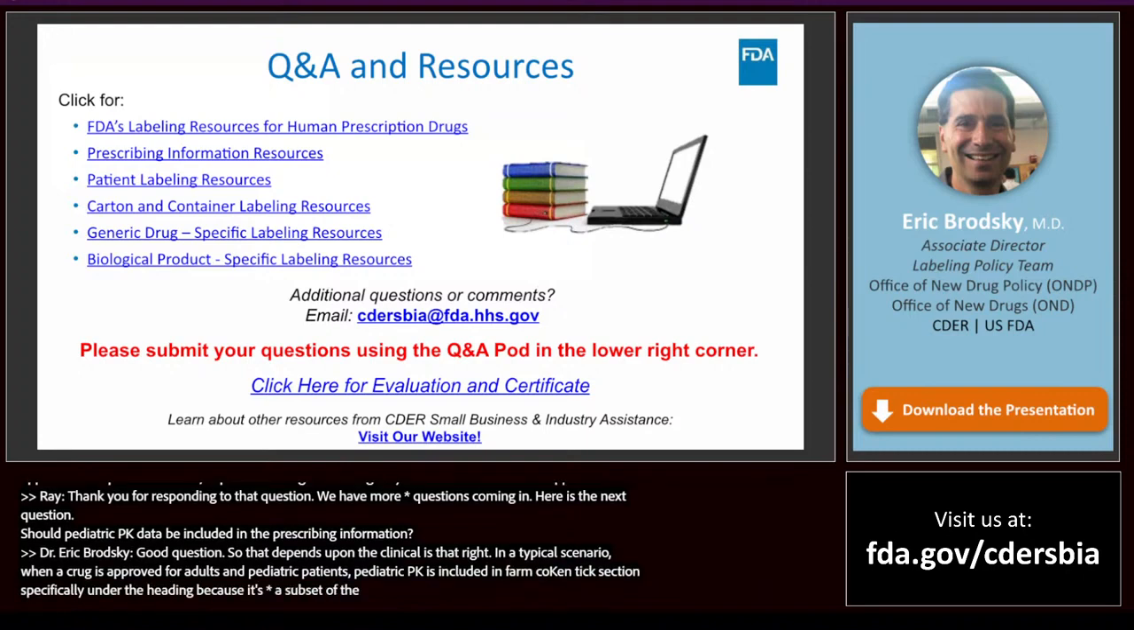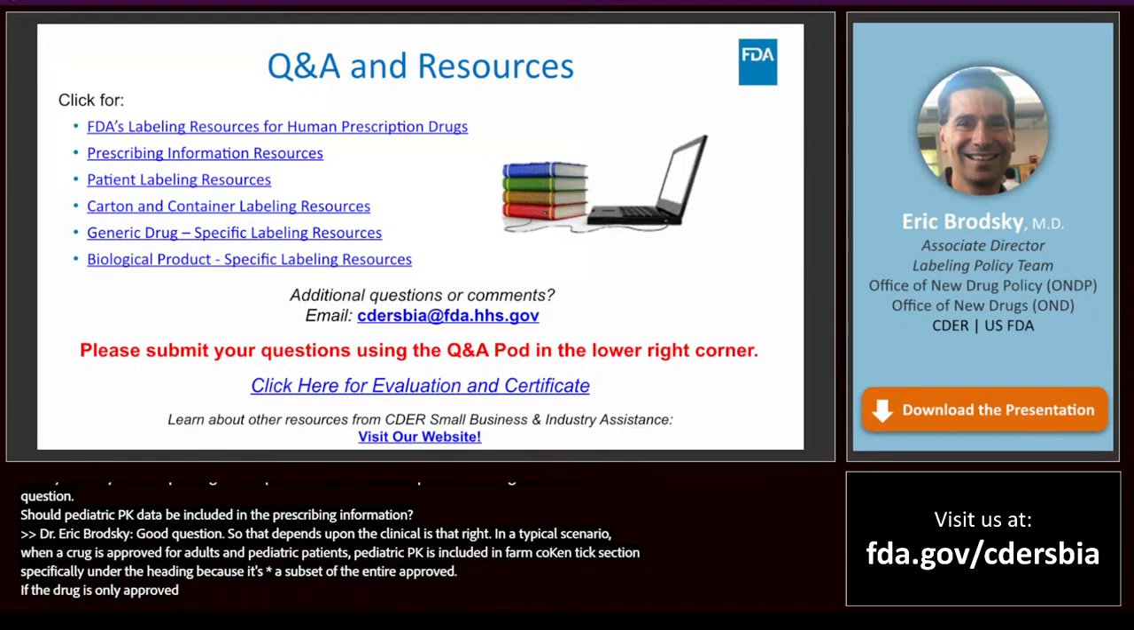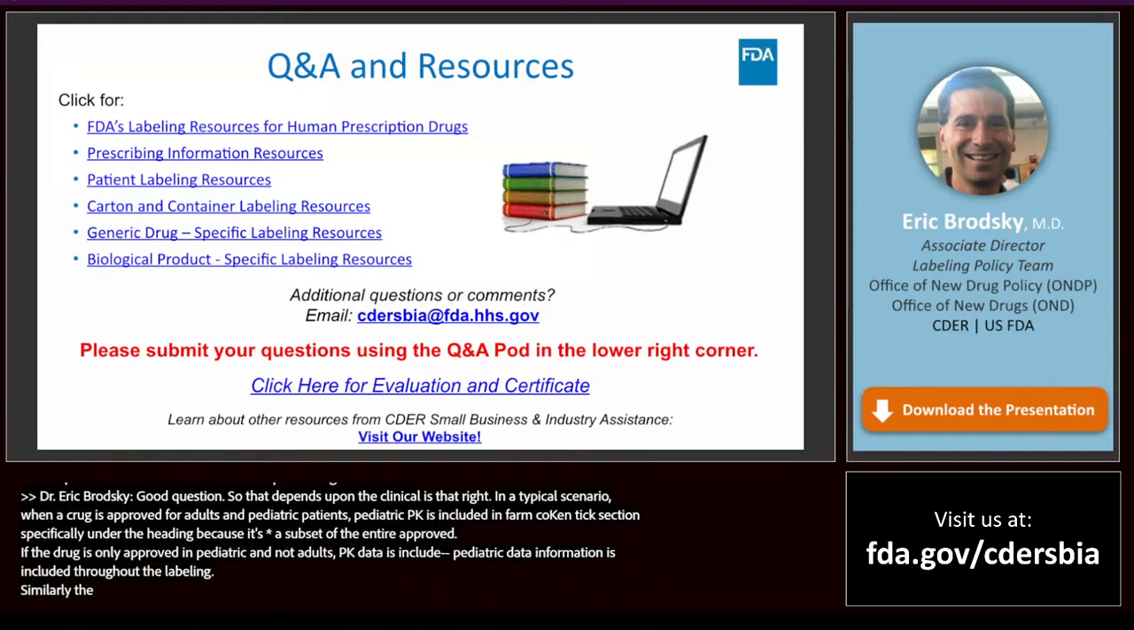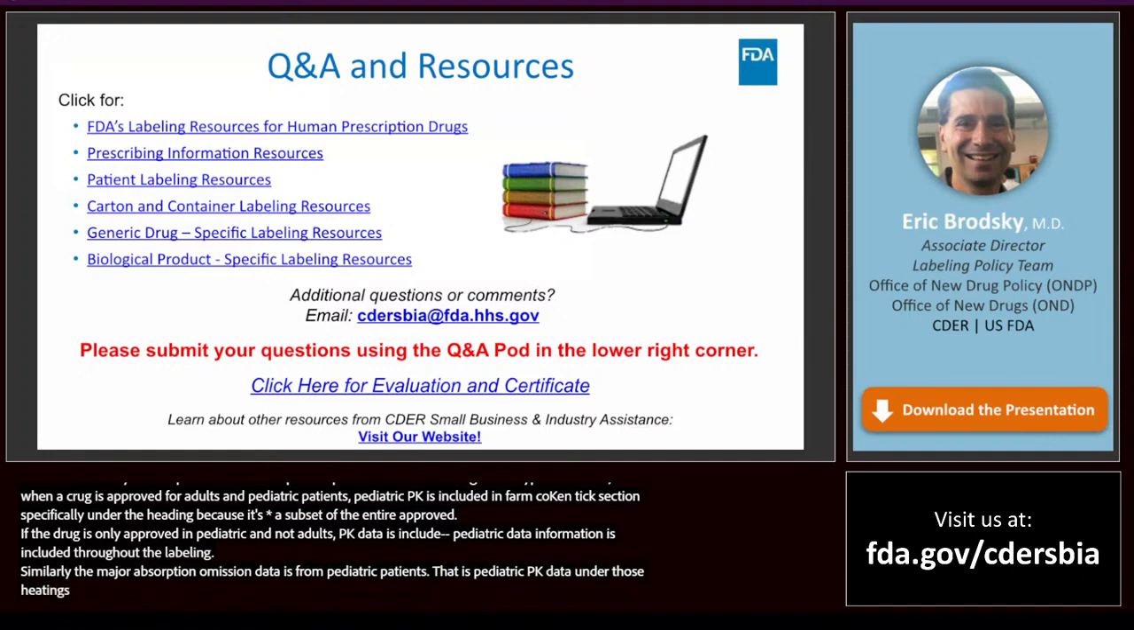If the drug is only approved in pediatric patients, it's not approved in adults. Pediatric data information is included throughout the labeling. So, similarly, the major absorption, distribution, elimination data is from pediatric patients. So pediatric PK data is included under those headings rather than the specific populations heading in the pharmacokinetics subsection of the clinical pharmacology section.